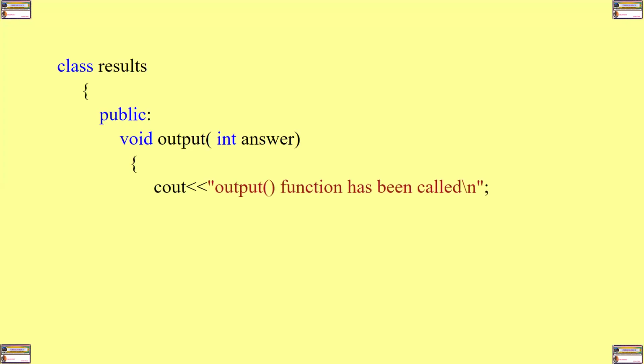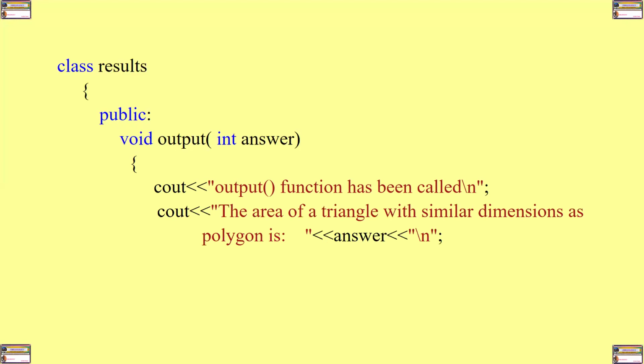The work of this function is to display the statement "output function has been called." And then it's also going to display the area of triangle with similar dimensions as that of the polygon. It will pick the value which has been received, called answer, or that has been stored in the member called answer, and display that value on the screen. And that's what that method will be doing. And simply, that's what that class is going to be doing.